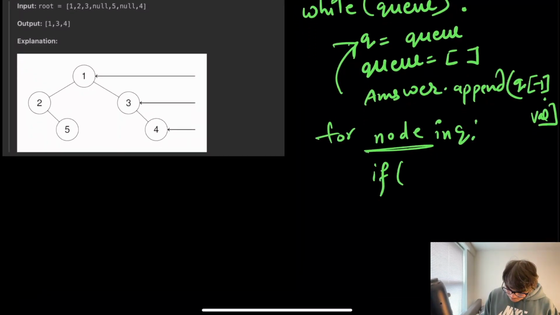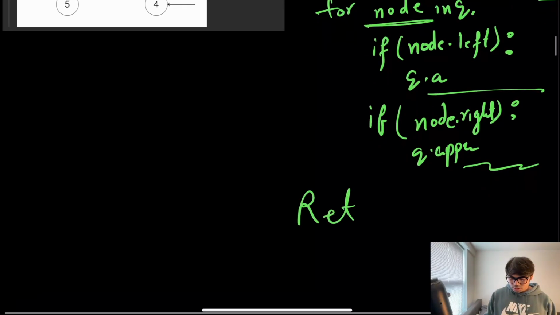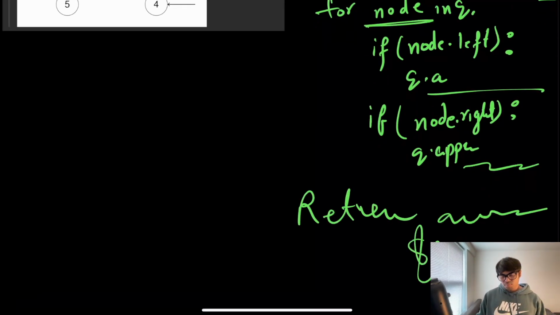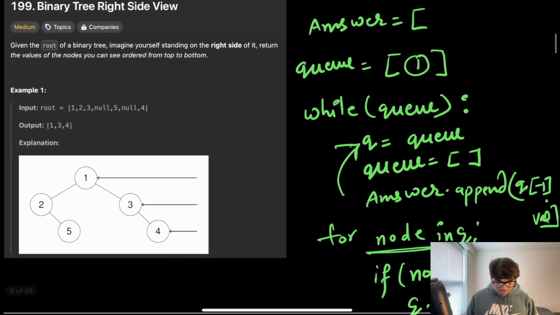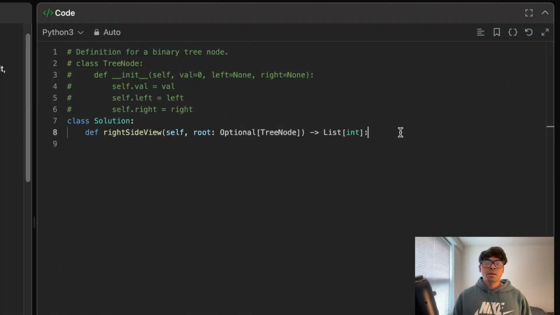So if node dot left, then append it to queue dot, so we can do that later. And if node dot right, then also we can just append, and that's it. And in the answer we'll just return answer. Okay, so this is the approach. You guys already know how to write a breadth first search. It's just a little different in terms of returning the answer, because here it's basically taking the rightmost or the last node of our one level at any point and just appending it to my answer.